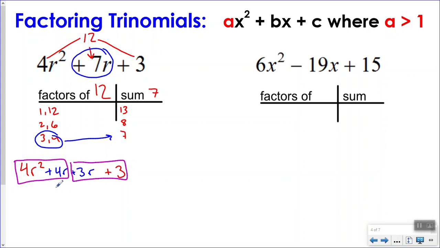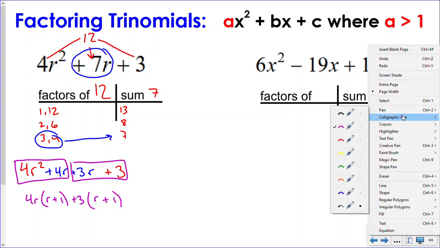If I start with the group on the left, the common factor between these two terms is 4r. When I factor 4r out, I end up with just r plus 1. If I look at the box on the right, the common factor is a positive 3. When I factor out 3, I end up with r plus 1 left over.